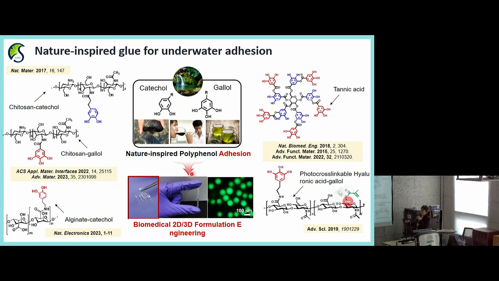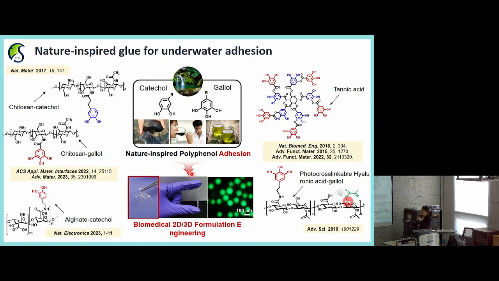These natural polymers can be prepared after extraction from natural organisms. And tannic acid is one of the plant extracts, and it has a lot of catechol and gallol in its chemical structure. Because of that, tannic acid also has high and strong adhesion under water.